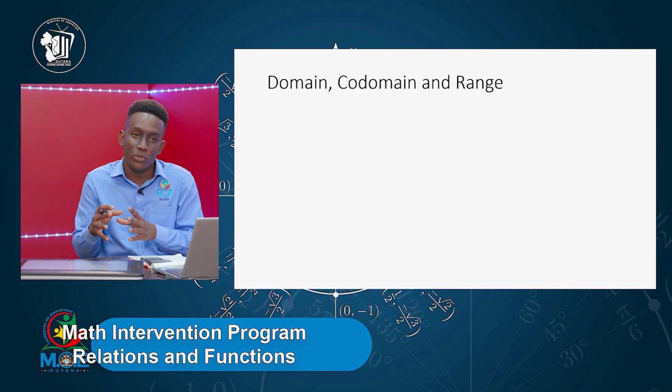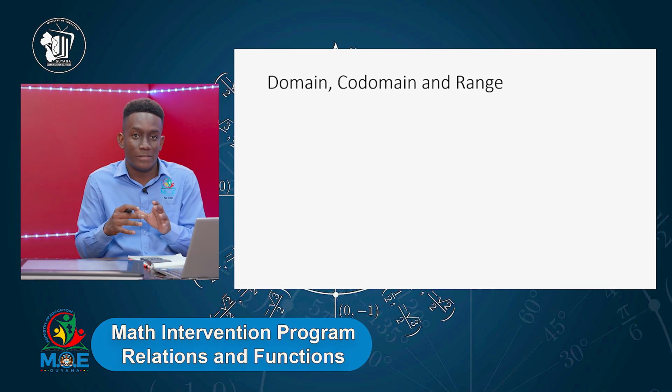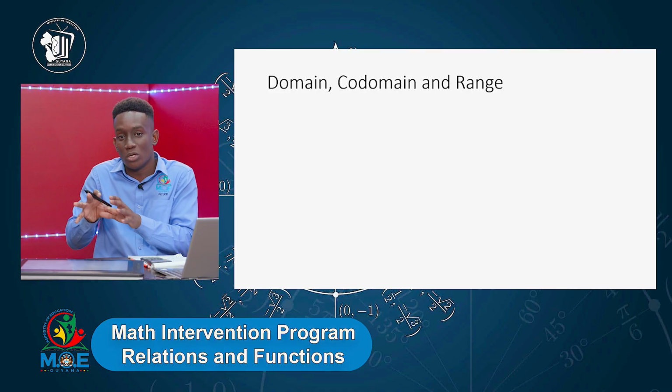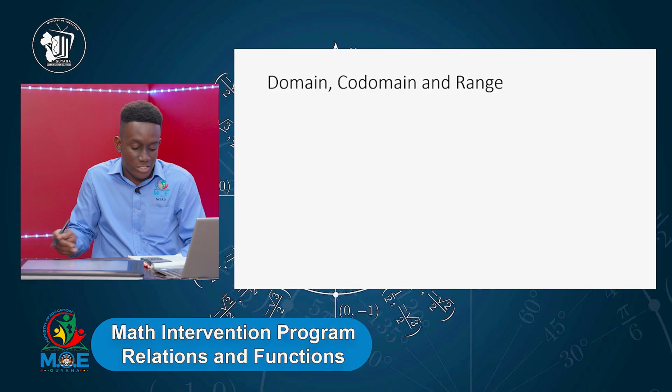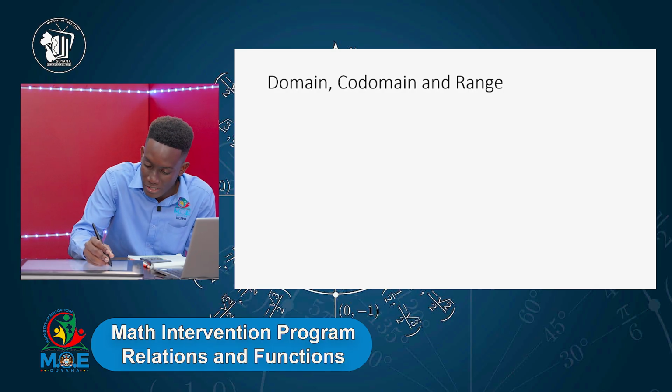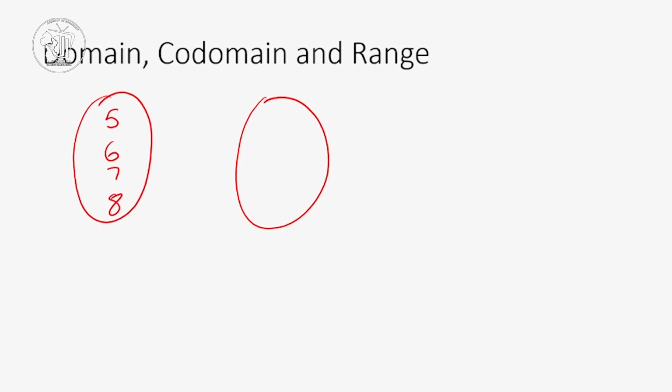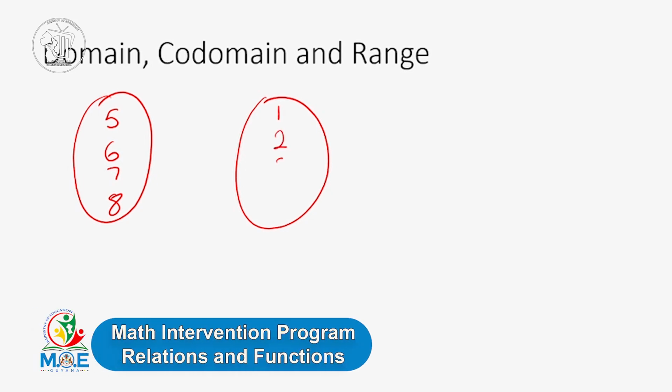So we need to know some concepts as they relate to relations. And this is where we now look at the domain, the codomain, and the range. We must be able to identify what is the codomain in this relation, what is the domain, and what would be the range. So let's draw another arrow diagram to explain this concept. Let's say in this arrow diagram, we have 5, 6, 7, and 8. And in this other part of the arrow diagram, we have 1, 2, 3, 4, and 10.